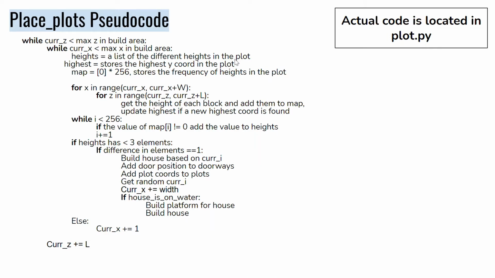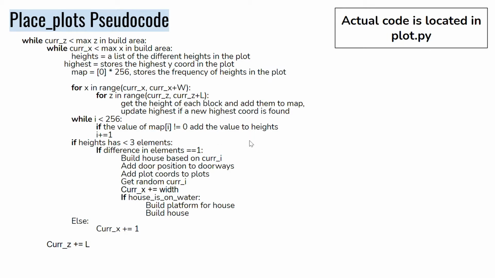Heights is a list that holds the different heights of the plot. Highest stores the highest y-coordinate in the plot, and map stores the frequency of heights in the plot. The next two loops scan each block in the window and get the height and add them to the map. Then it updates highest if a new highest coordinate is found. We then loop through the map and check for non-zero values. We add these values to the height list.